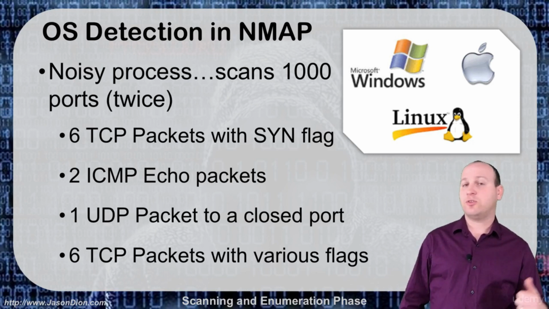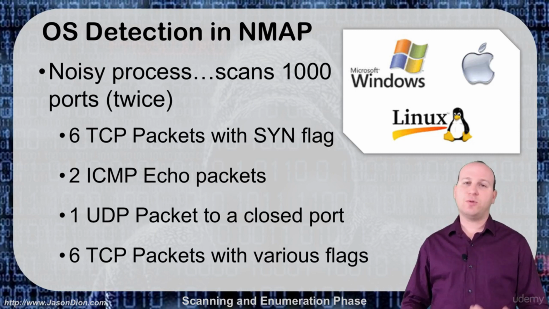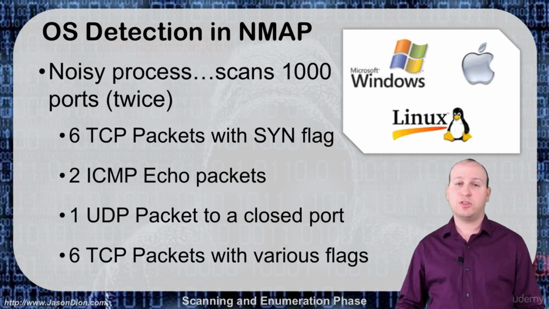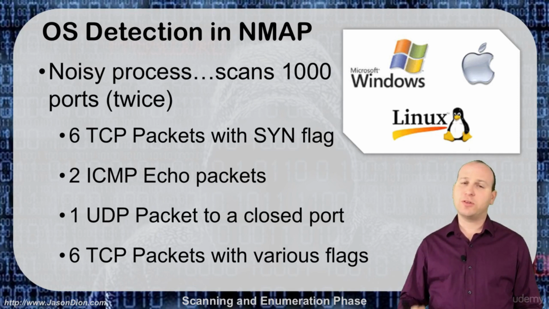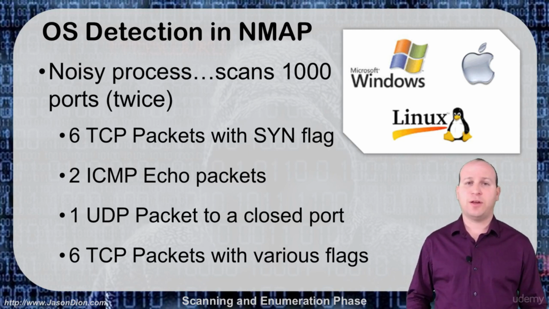Now, it's also going to send out 2 ICMP echo packets, and when it does that, it's checking the reply and the sequence numbers that it gets, and by doing that, it's able to get a more refined understanding of what version of Windows or what version of Linux you're using. It also has 1 UDP packet that's sent out to a closed port, because closed ports are just as important as open ports. When I send something to a closed port and I see that response, it tells me a lot about that operating system.